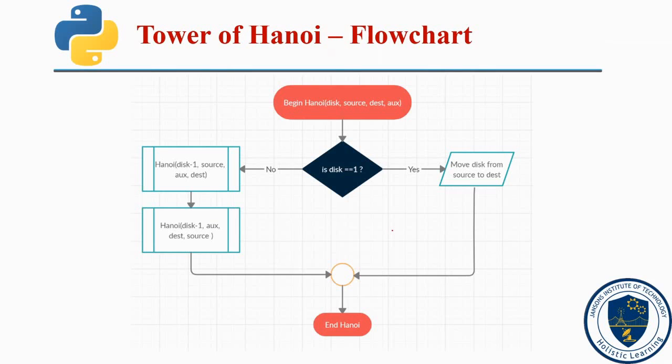Similarly, you can see the flowchart for this puzzle where I have given the function at the start and I am checking whether the disk is 1. If so, I can just make the final move from source to destination, and I can end it. Else, I have to perform recursion where I have to call the same function again and again. You would have noticed the symbol I have used to call the function is predefined process. So the symbol name is predefined process symbol. So finally I am ending the flowchart. That is, I am ending the function Hanoi.